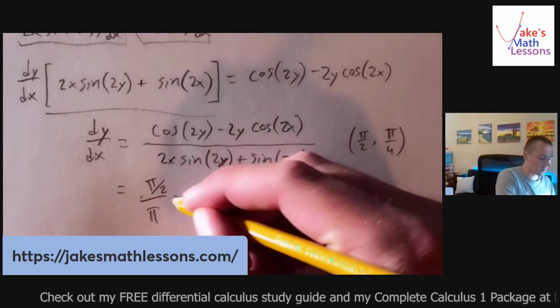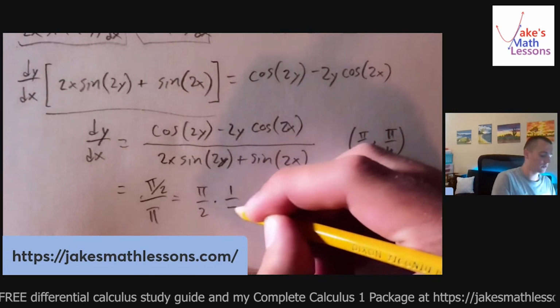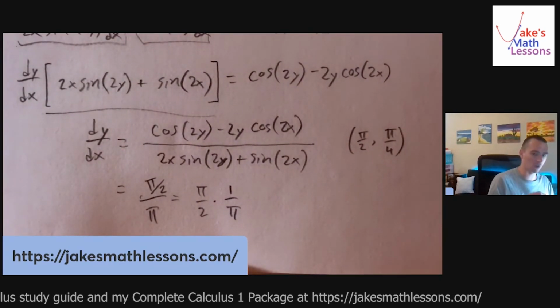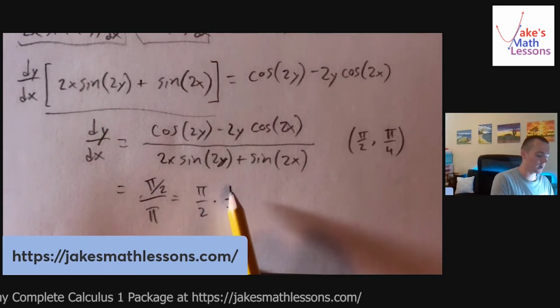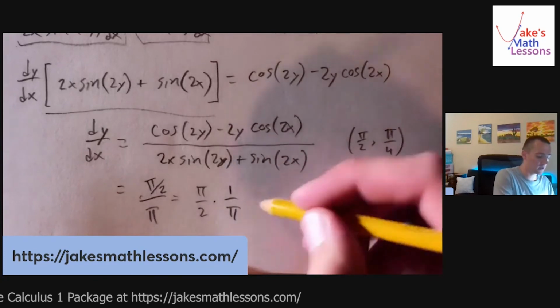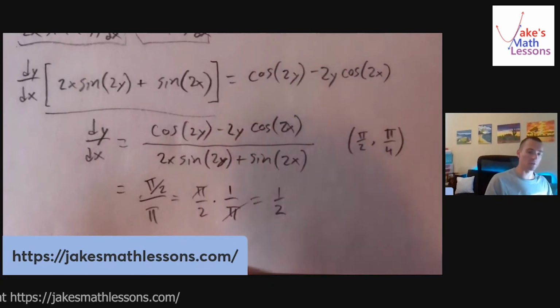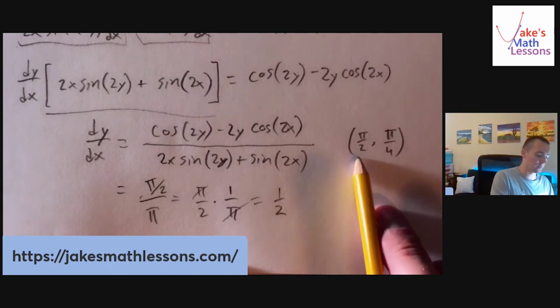Well, this is the same as pi over 2 times 1 over pi, because remember, dividing by something is the same as multiplying by its reciprocal, or 1 over that thing. So pi over 2 times 1 over pi is the same as pi over 2 divided by pi. Then these pi's cancel and we just get 1/2. So basically we know the slope of our tangent line needs to be 1/2. We also know that it needs to go through the point pi over 2, pi over 4.